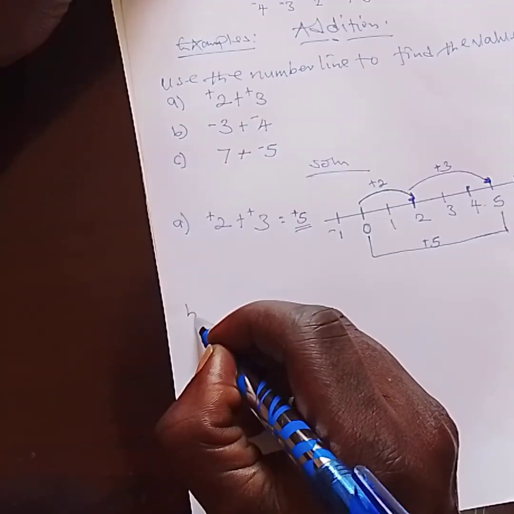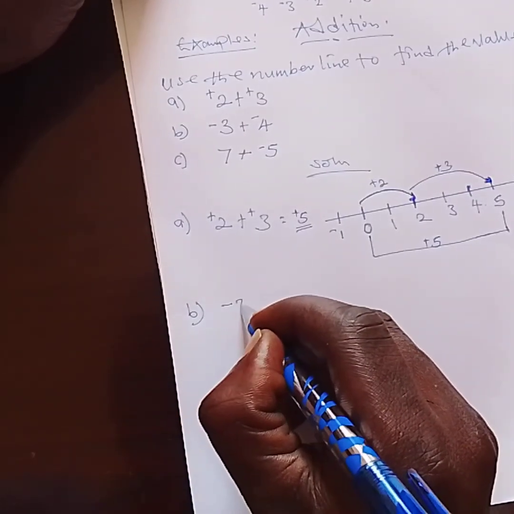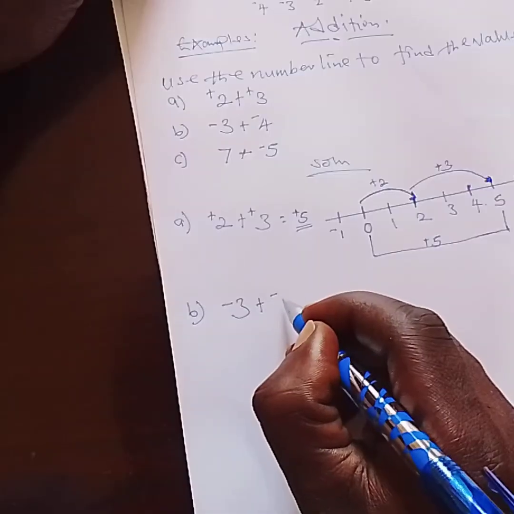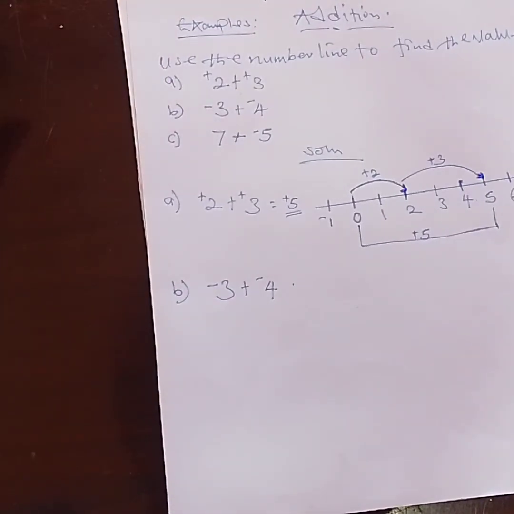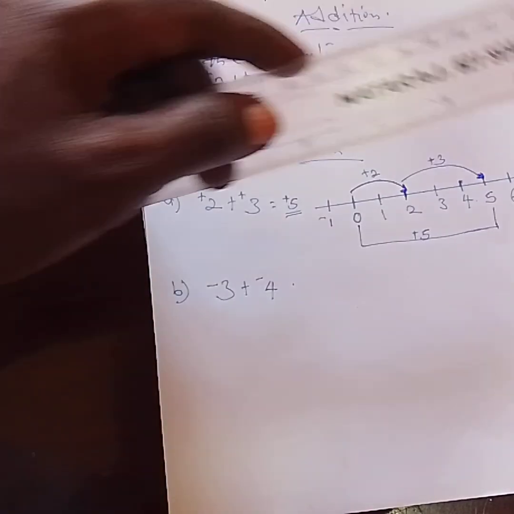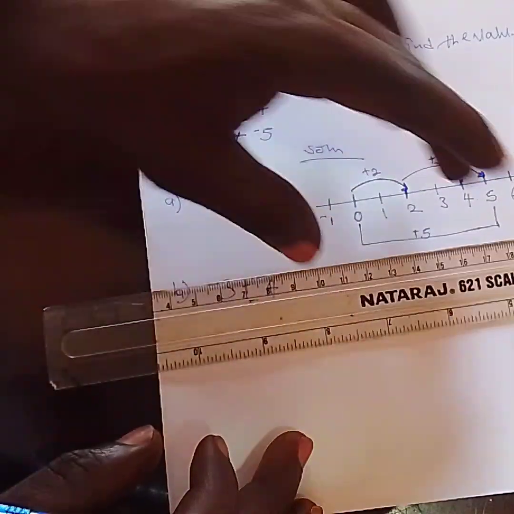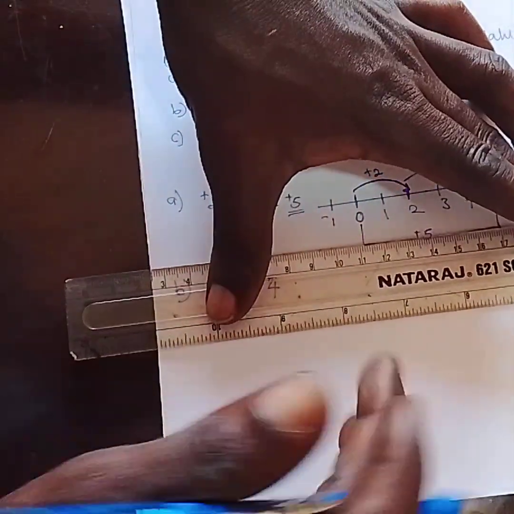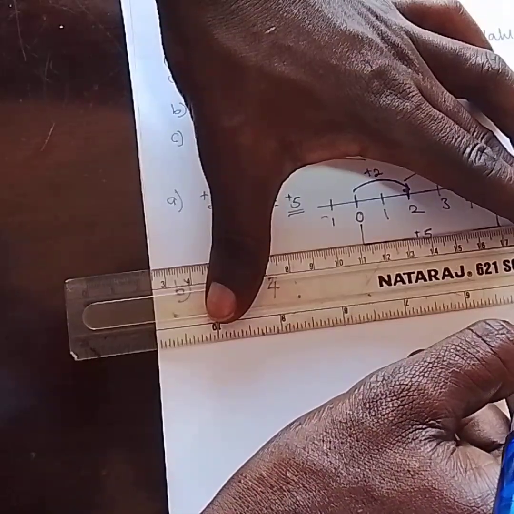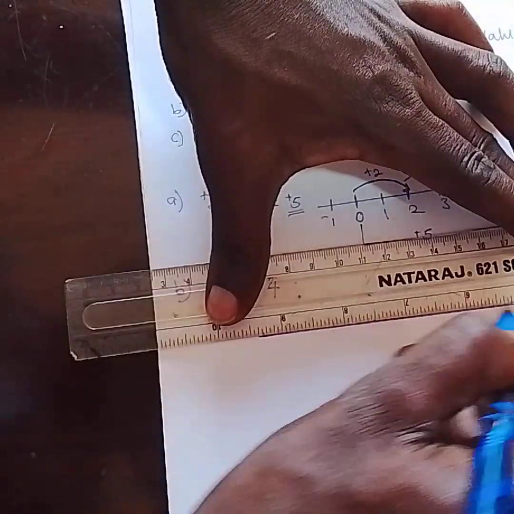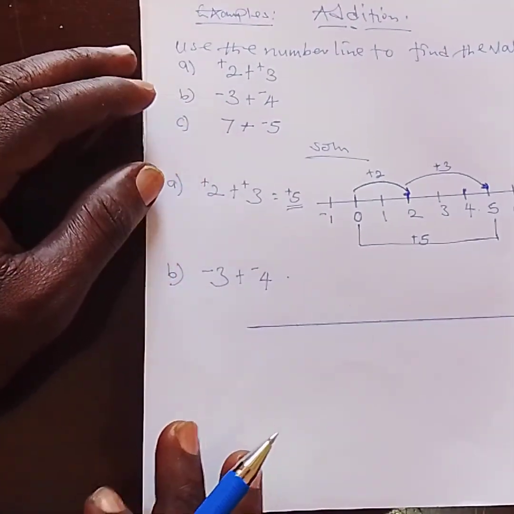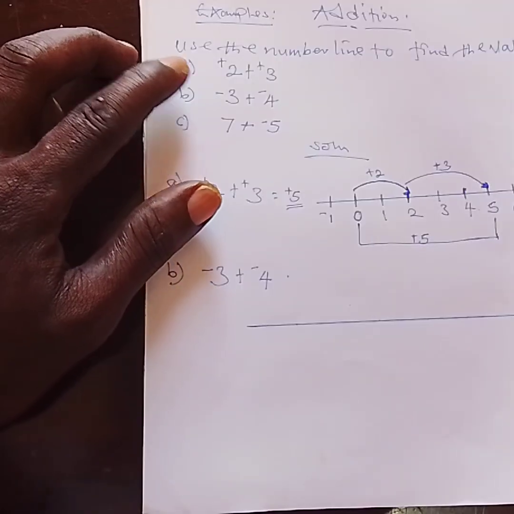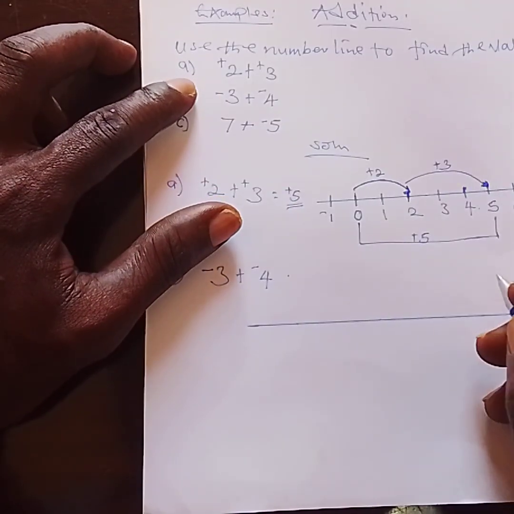In the B part, they're telling us negative 3 plus negative 4. So how are we going to handle this? Still the same. We are told to use the number line. So when we are still using the number line, we shall still proceed and draw our number line. So that is our number line. From our number line, we shall mark it.